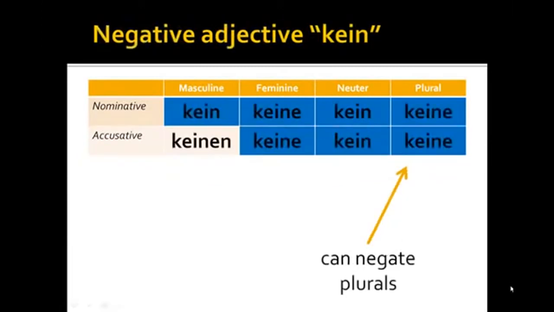However, if I want to use a negative adjective kein, I can negate plurals. I will have keine in both nominative and accusative. However, kein manifests the same pattern of declination. We're still dealing with the same Oklahoma box. The appropriate form of kein will depend on the type of noun it modifies. Will it be masculine, feminine, neuter, or plural? Will it be nominative or accusative? Now, kein simply means no or none.